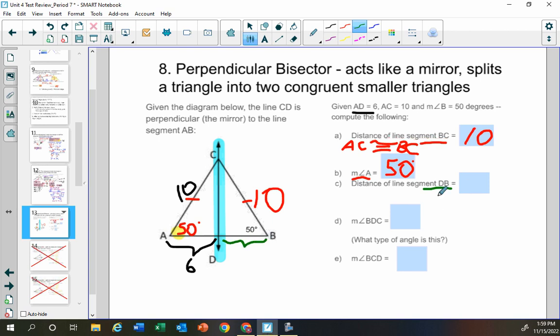Next part, DB. But who does DB reflect? DB reflects who? AD. How long was AD? So then DB must be the same, because AD, think about it like a mirror. AD and DB are going to be congruent.